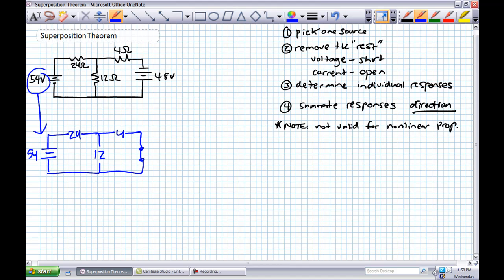Okay, so in our blue network, our 54-volt source would induce a source current that would probably travel this direction, given the polarity. At this point right here, it's going to split up between the 12 and the 4, okay? So it looks like the 4 and 12 are in parallel. So I can redraw this network like this.